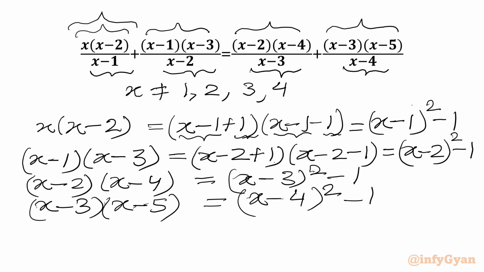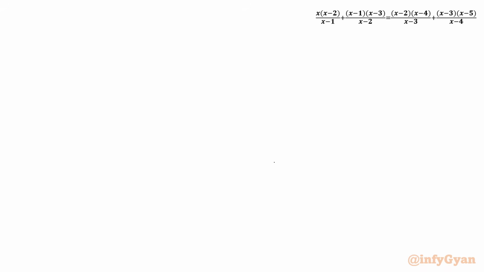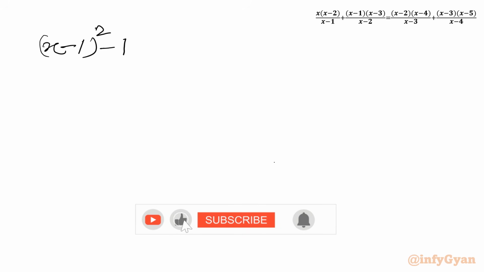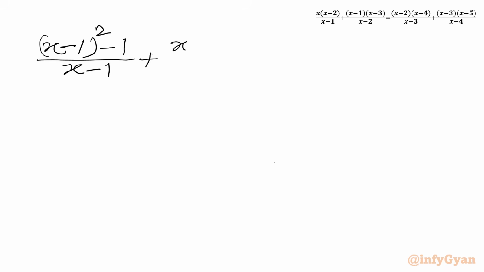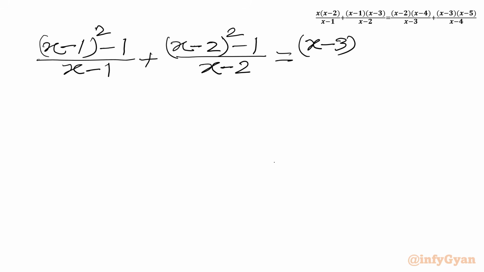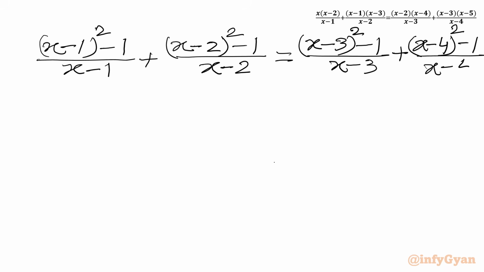Now we will replace numerators by these expressions. So I will write x minus 1 whole square minus 1 over x minus 1 plus x minus 2 whole square minus 1 over x minus 2 equal to x minus 3 whole square minus 1 over x minus 3 plus x minus 4 whole square minus 1 over x minus 4.